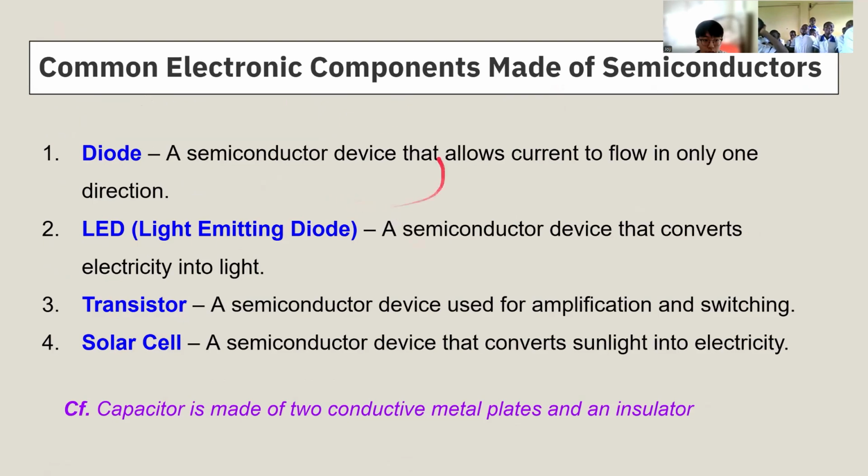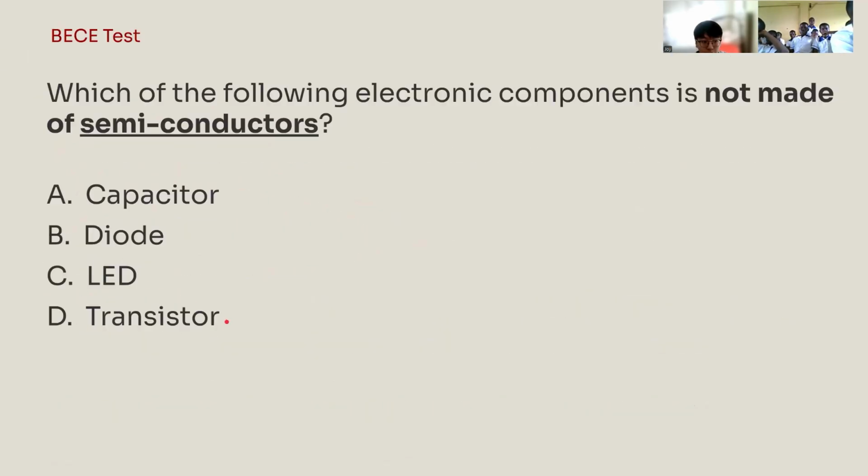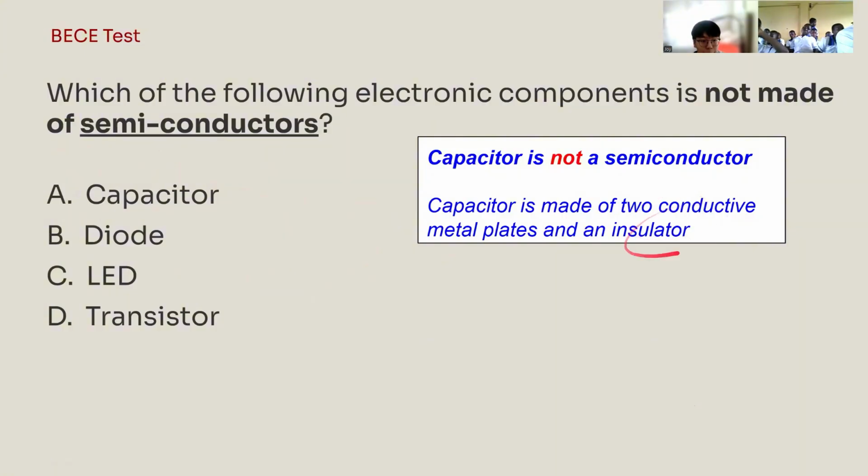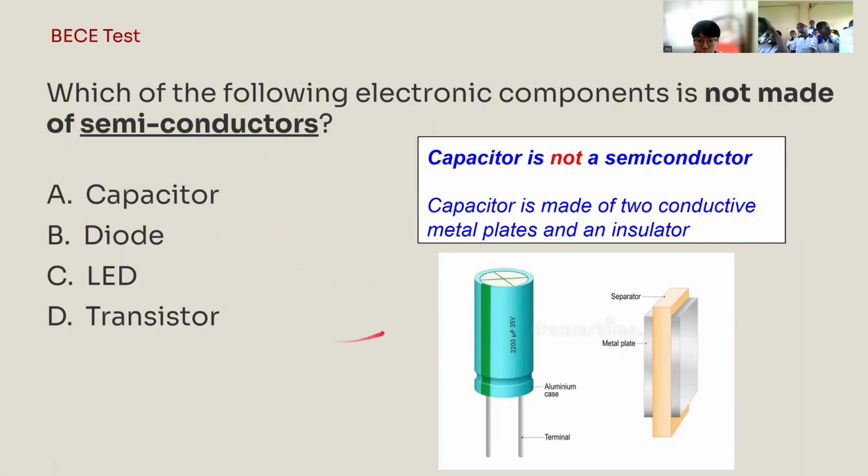So we looked at here. The answer is A. Oh, yes, that is right. Yeah, great job. The answer is A, capacitor. Because capacitors are not made up of semiconductors. It's made up of two metal plates and an insulator.